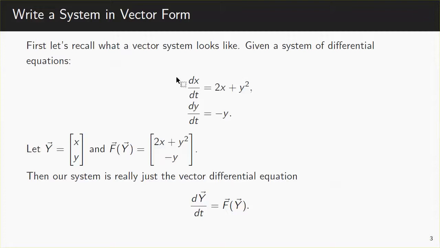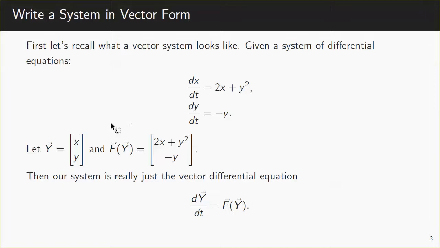So let's just take a particular system of differential equations here. We've got an x prime and a y prime, so that's a system. The x prime is supposed to equal 2x plus y squared. The y prime is supposed to equal negative y. And you might wonder, how would you solve a system of differential equations that looks like that?